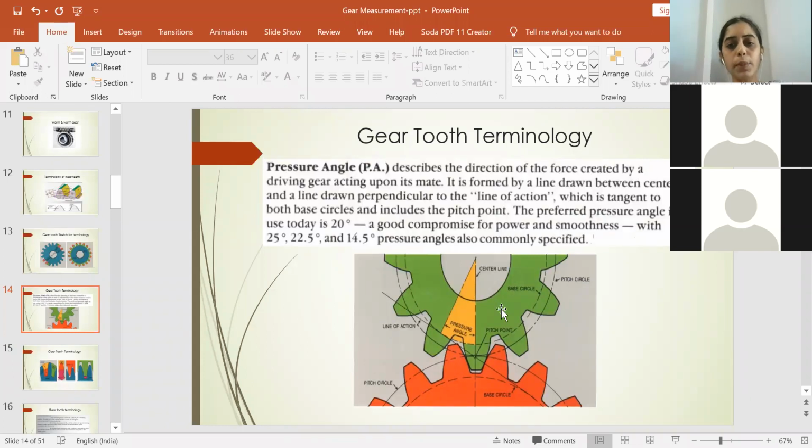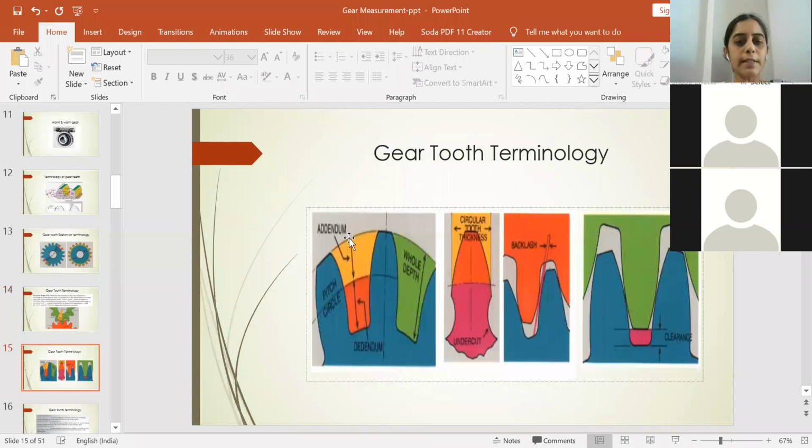All the terminologies have to be explained with the help of a neat sketch. So I have explained this to you. This is the radial distance from the pitch circle to the top of the tooth, which gives you the addendum. The pitch circle to the clearance value will give the dedendum, and this is the whole depth, and the working depth will be lesser than the whole depth. For the working depth, you have to subtract the clearance value from the whole depth, then you will get the working depth.